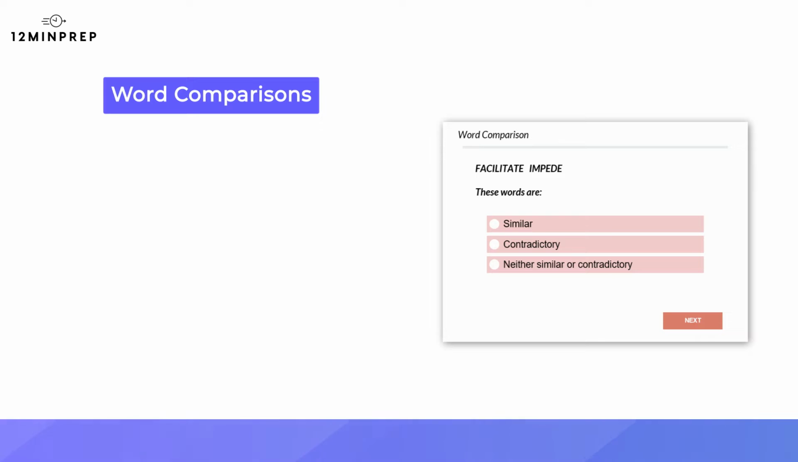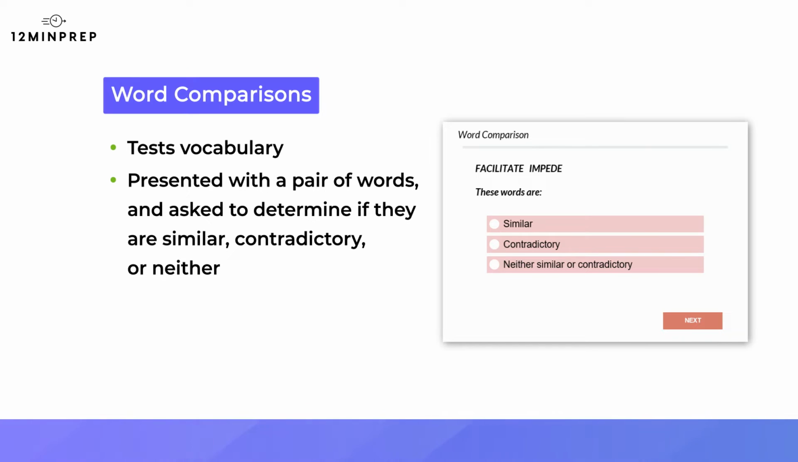Word comparisons are a type of question that will test your verbal abilities, specifically your vocabulary. You'll be presented with a pair of words and will be asked to determine if the meanings of the words are similar, contradictory, or neither similar nor contradictory. Having a neither option forces you to think beyond the simple binary choices of synonym or antonym.